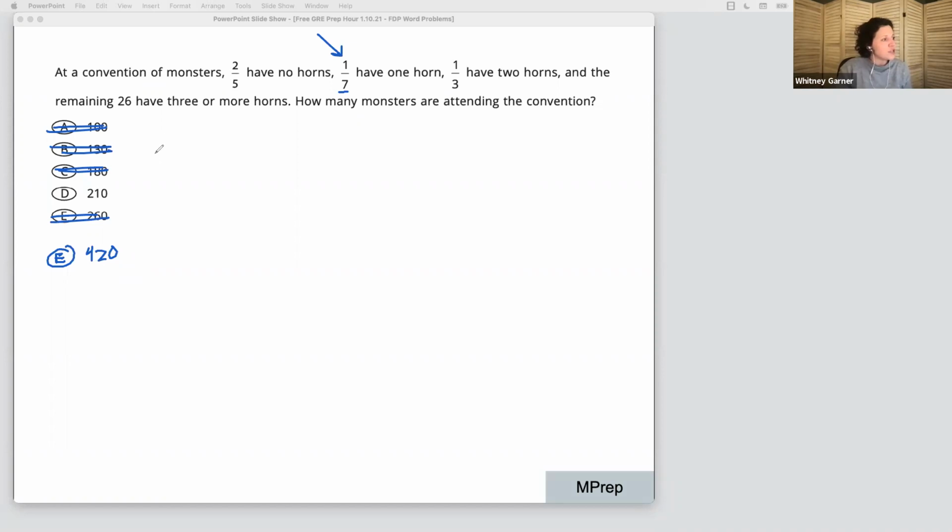So I'll go, okay, let me take 2/5 of each of these. To take 2/5 of 210, I would take 420 over 5. Throw that in your calculator, since these numbers are kind of ugly. This would be 84. So if there were 210 total monsters, 84 don't have horns.